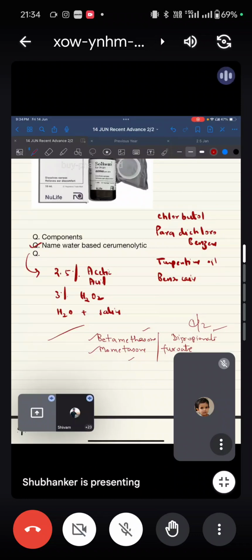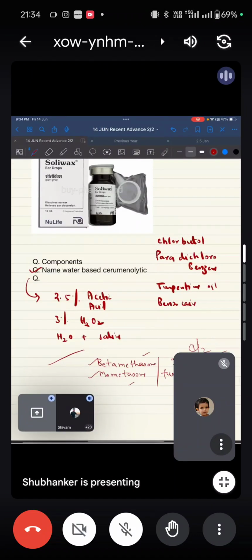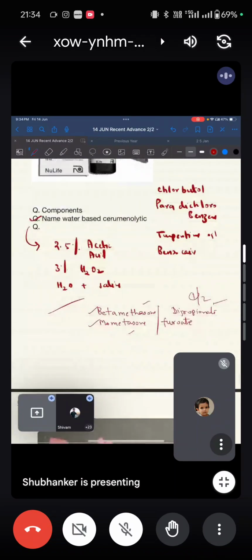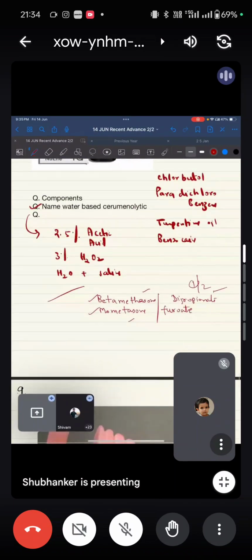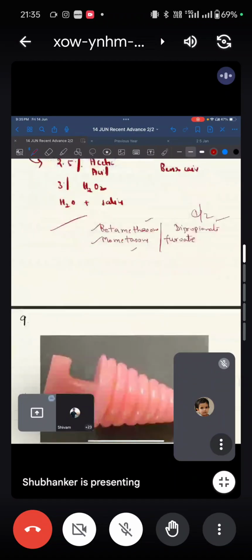Believe me guys, DNB is known for its toxicity. People will give you very good marks in your practicals, and then they will give you very less marks. Okay, chalo. So far so good.